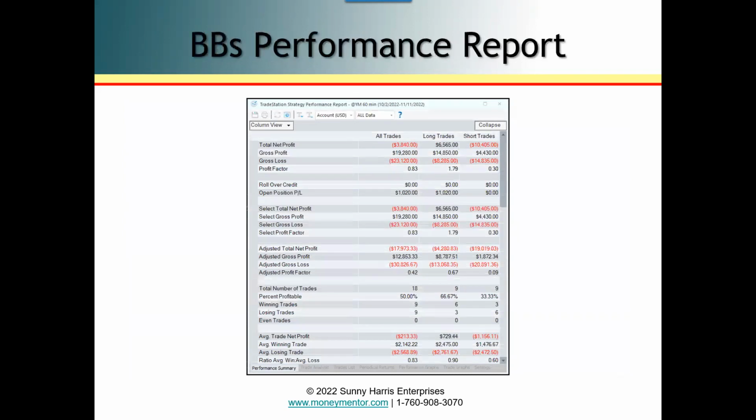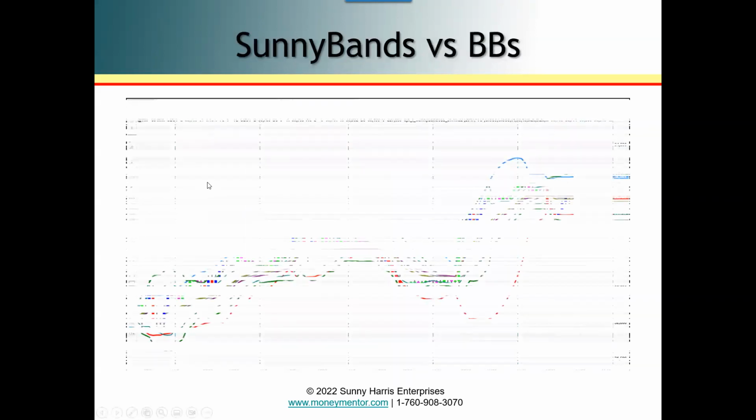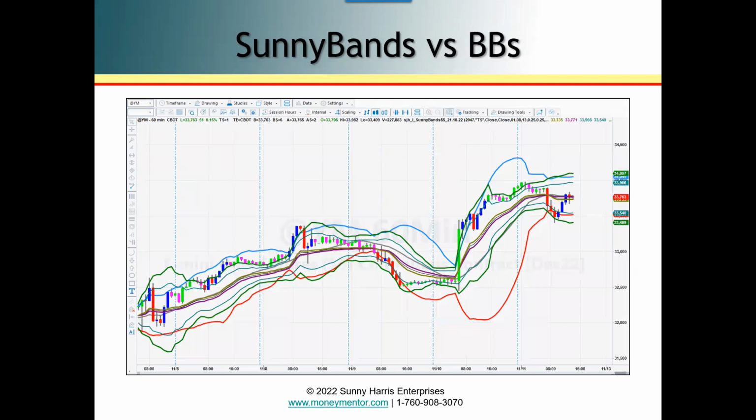And here's that performance report. Again, hypothetical, minus $3,800 on the Bollinger Band rules. And here are the signals for the SunnyBands, $12,400 in about a month of trading. And here you can see the SunnyBands and the Bollinger Bands. The Bollinger Bands are red and light blue. SunnyBands are green and teal. And you can see right here, that's night market. So I don't trade the night market. I don't know about you guys, but I don't like it.